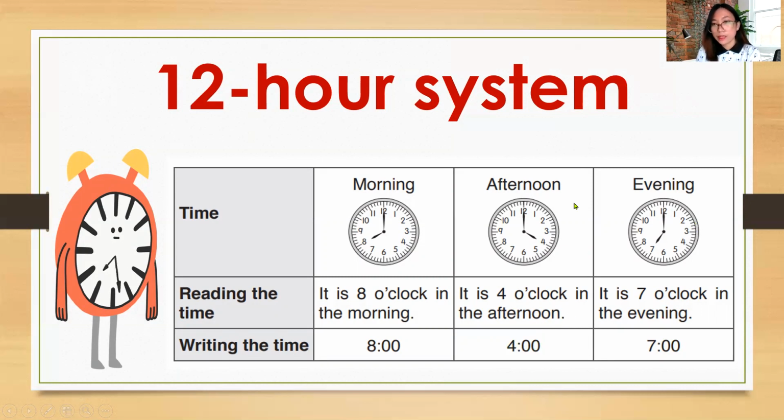Let's go to evening. The hour hand is pointing to number 7. So we read the time. It is 7 o'clock in the evening. And we write it as 7 and then 0, 0. Do you understand? Very good. It's very easy.